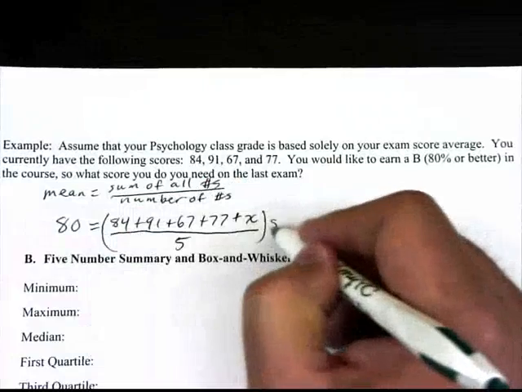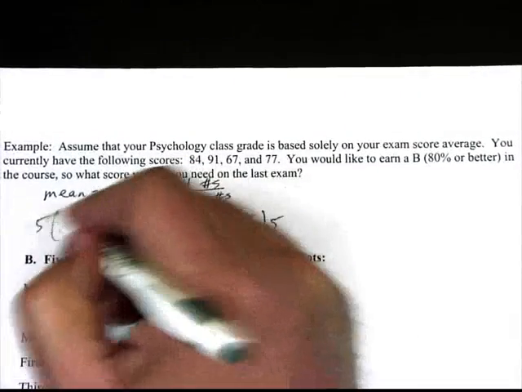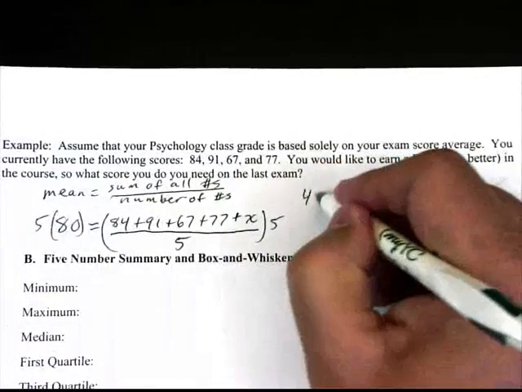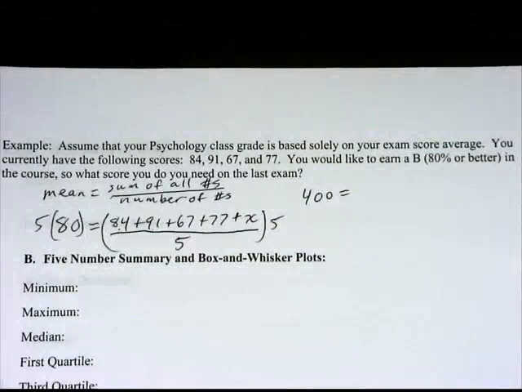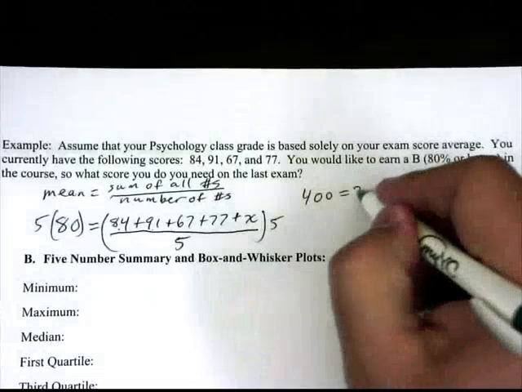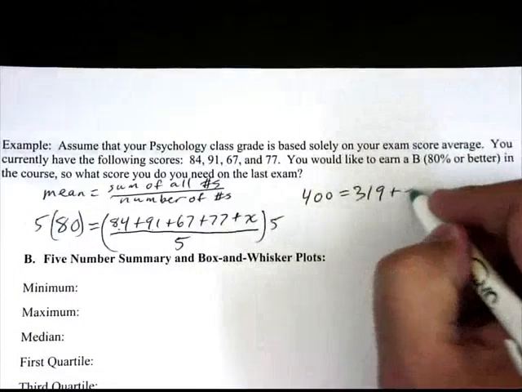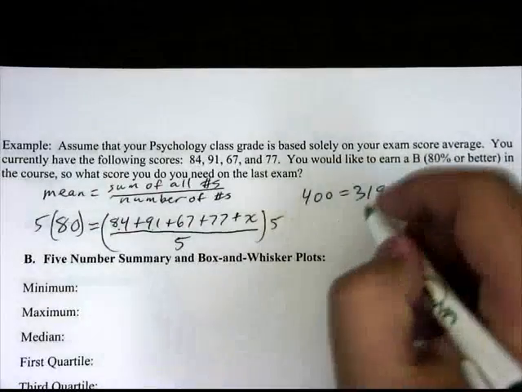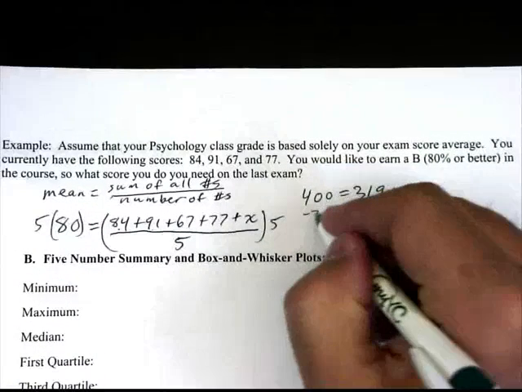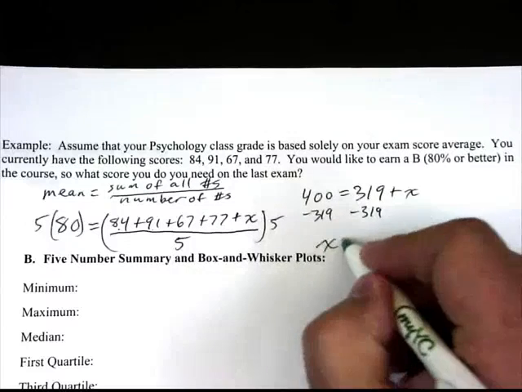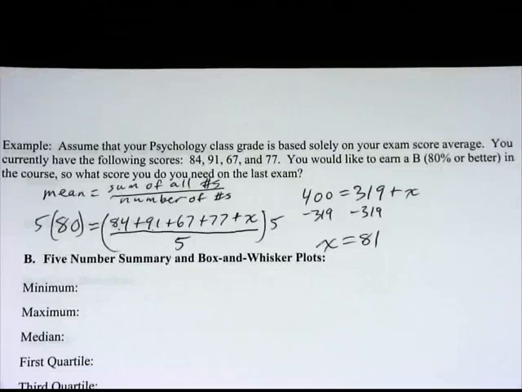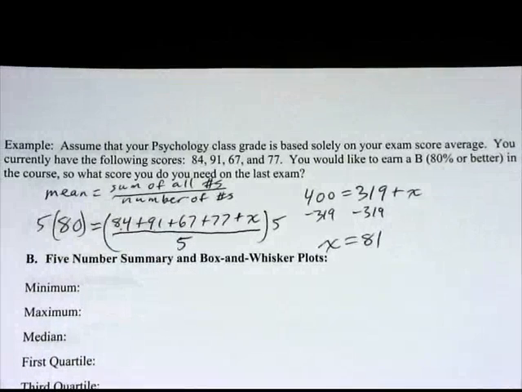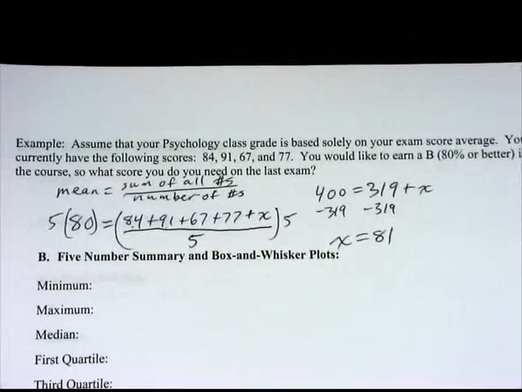So I'm going to solve this equation. I'm going to multiply both sides by 5. So that's going to give me 400 equals, when I added all of these up, what did I get here? My notes. I got 319 plus X. And now I can solve that. And I'll get X is equal to 81. I need an 81 or better to get an 80% or better in the course. All right, so sometimes you're going to be finding the mean. Sometimes you can use that formula to find other things.